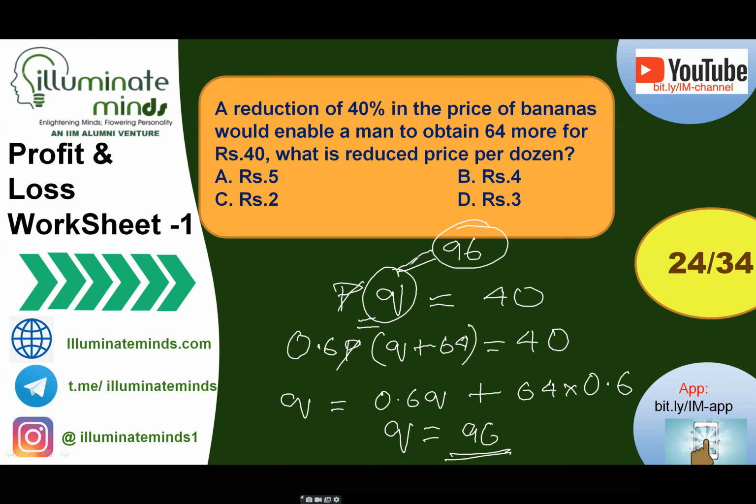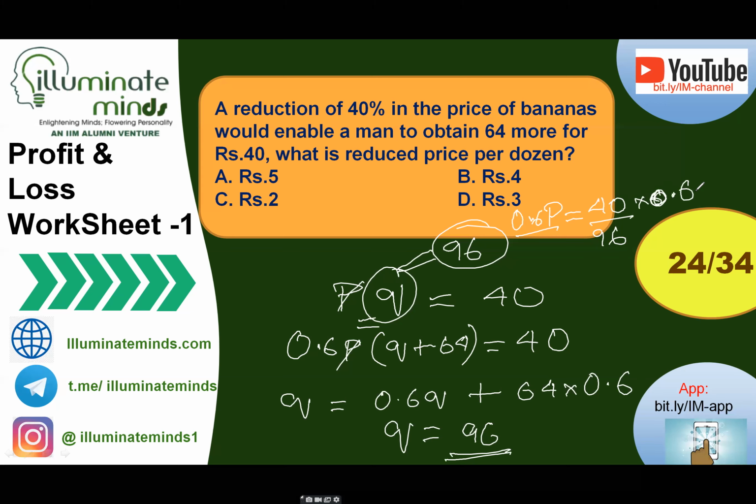So this is the original quantity. I need to find out the reduced price. Let's try to find out the reduced price per banana. So per banana, if the original price is 40 upon 96, the reduced price per banana is equal to 0.6 into P.